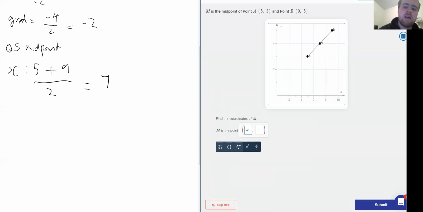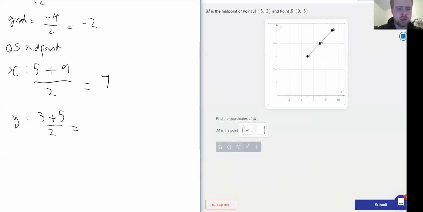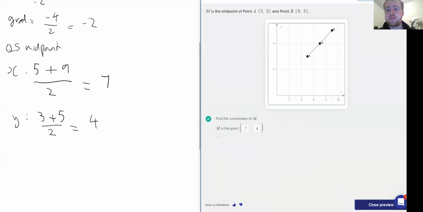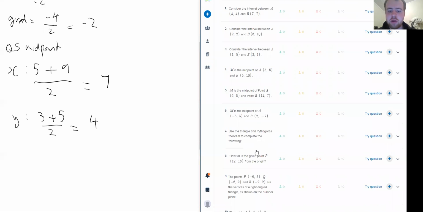And then for our Y value, we've got 3 and 5, so we're going to find the middle of that, which is just the average. So 3 plus 5 divided by 2, 8 divided by 2 is 4, so the Y value is going to be 4. Submit. Boom. Okay, so we just have to find the middle X value and then the middle Y value, and then that will be the coordinates of your midpoint. Not too bad.